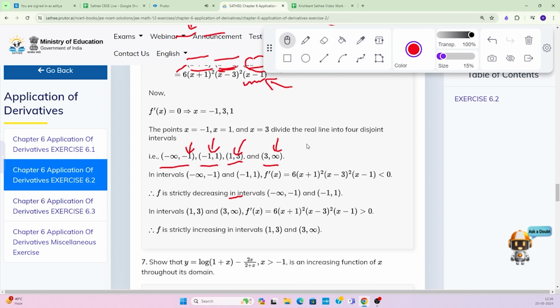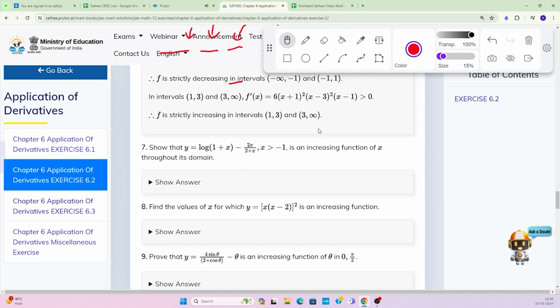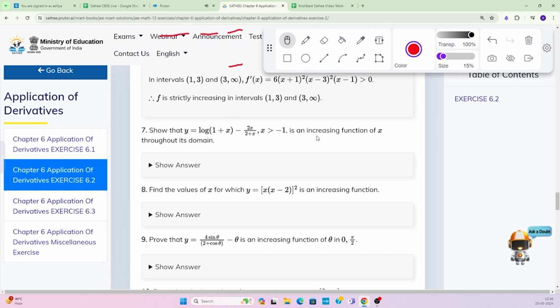Let us move next. The 7th problem says that you have to show that y is equal to log of (1 plus x) minus 2x by (2 plus x), where x is greater than minus 1, is an increasing function of x throughout its domain. So the domain is the open interval minus 1 to infinity. We have to show that in this domain this given function is increasing. So very easy. Let's see the solution.